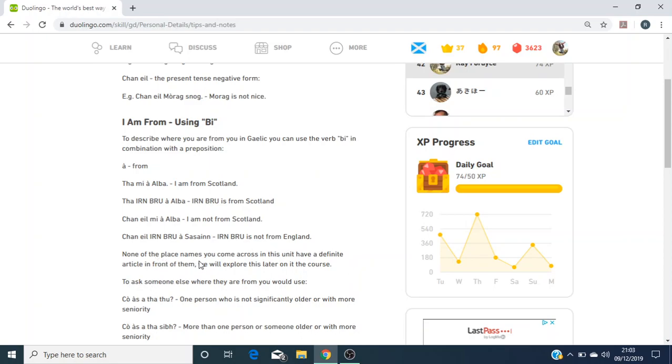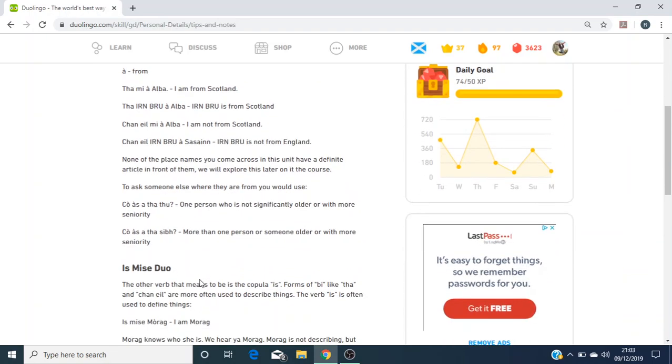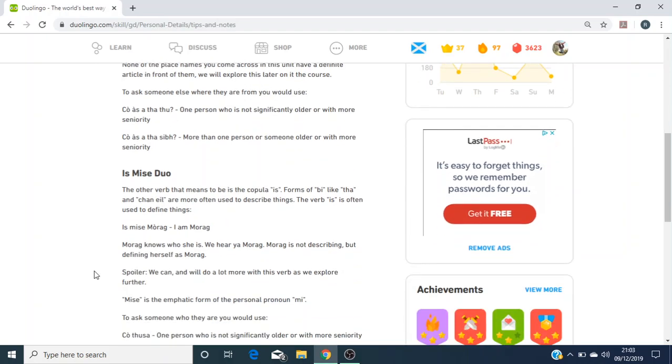None of the place names you will come across in this unit have a definite article in front of them. We will explore this later on in the course. So to ask someone where they're from, you would generally either say Koa Sahau or Koa Sahashif, depending on whether you're addressing one person formally or informally, or more than one person. So, Ismisha.